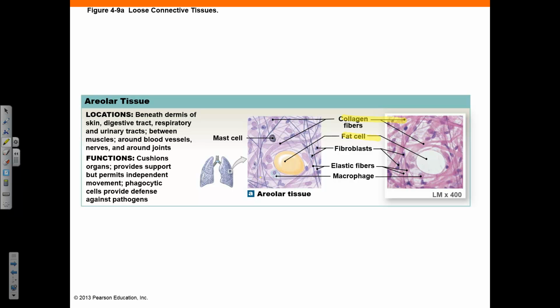You can see a large fat cell right here. The fibroblasts that are going to help make that ground substance. We see a bunch of elastic fibers running through here, stained purple. You can see some of those. As well as a macrophage. A macrophage is found right here. And remember, those are those phagocytic cells that'll eat debris, pathogens, things of that nature, and remove them from the tissue.